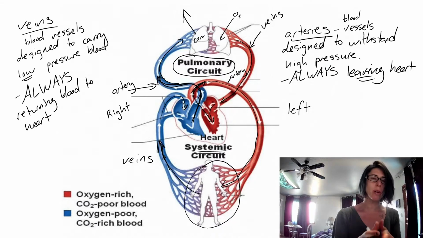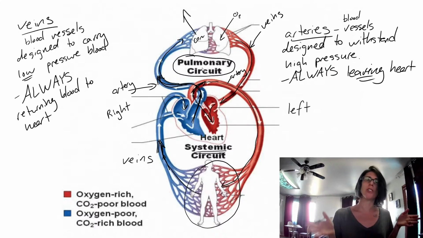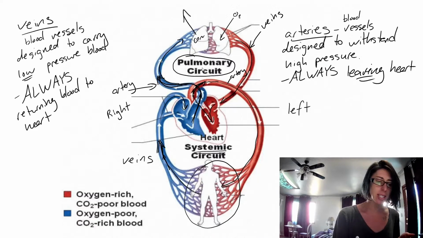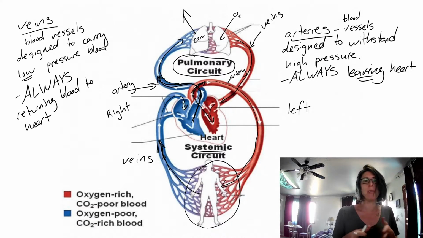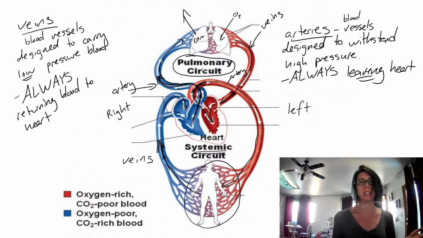And then they start branching and branching and branching into smaller and smaller arteries until they get into these tiny capillaries, where the stuff the blood is carrying, the nutrients and the oxygen, diffuses into the tissues. And the waste products diffuse from the tissues into the blood.